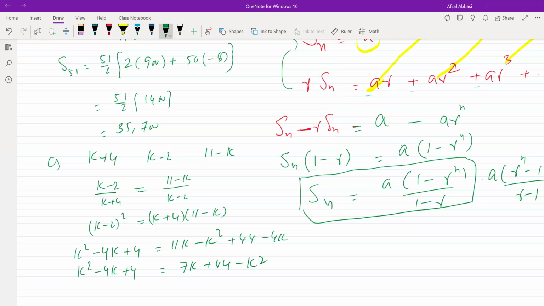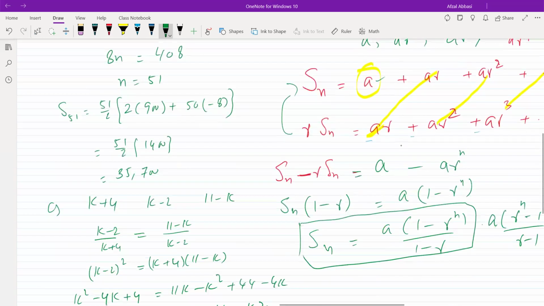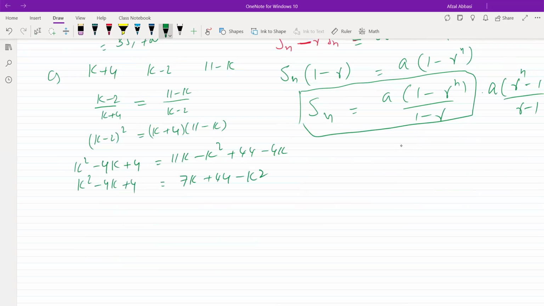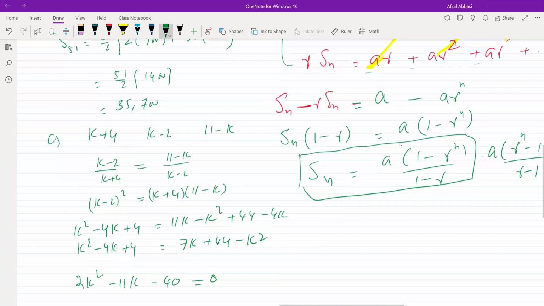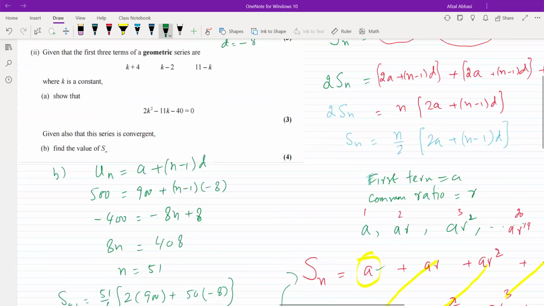As we know, we have to bring the equation to a form in which everything is on one side and the right side is 0. So let's move the terms from the right to the left. Minus k squared will become plus k squared. So k squared plus k squared is 2k squared. Minus 4k plus 7k will become minus 7k, so minus 11k. Plus 4 minus 44 gives minus 40, equal to 0. Is it the same thing that we are asked to prove? 2k squared minus 11k minus 40. Yes, so we have shown that this holds.